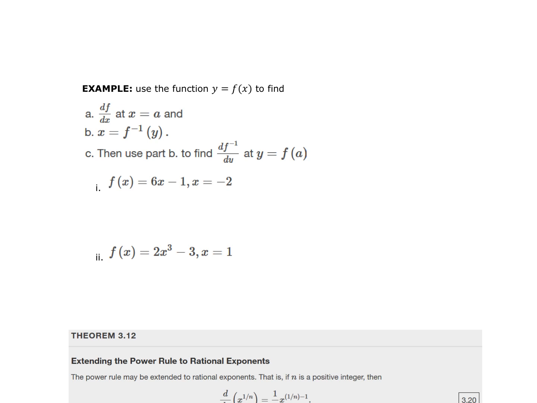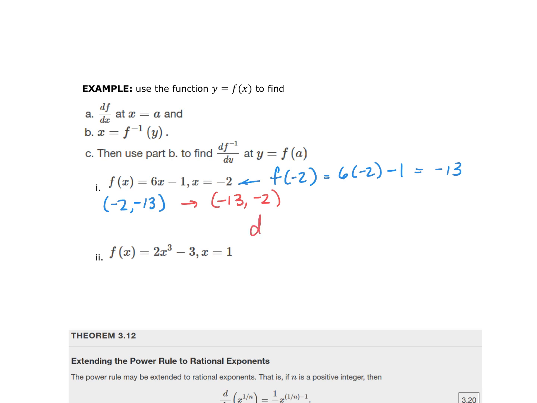So then what we can do is find the derivative of the inverse function by figuring out what the derivative of the original function is. If my x is -2, I'm doing f of -2. This is going to give me 6 multiplied by -2 minus 1, which gives me -13. So the ordered pair of my original function is (-2, -13). Now my inverse function becomes (-13, -2).